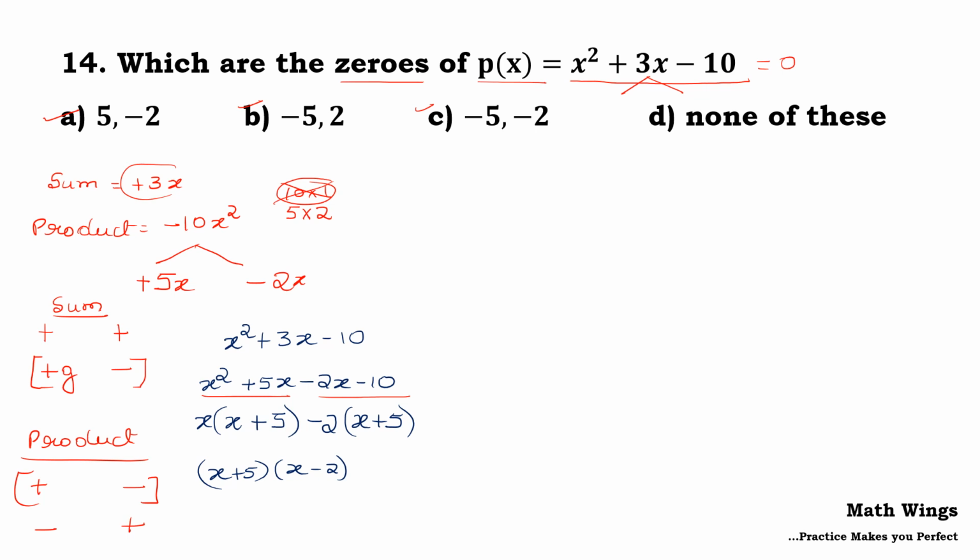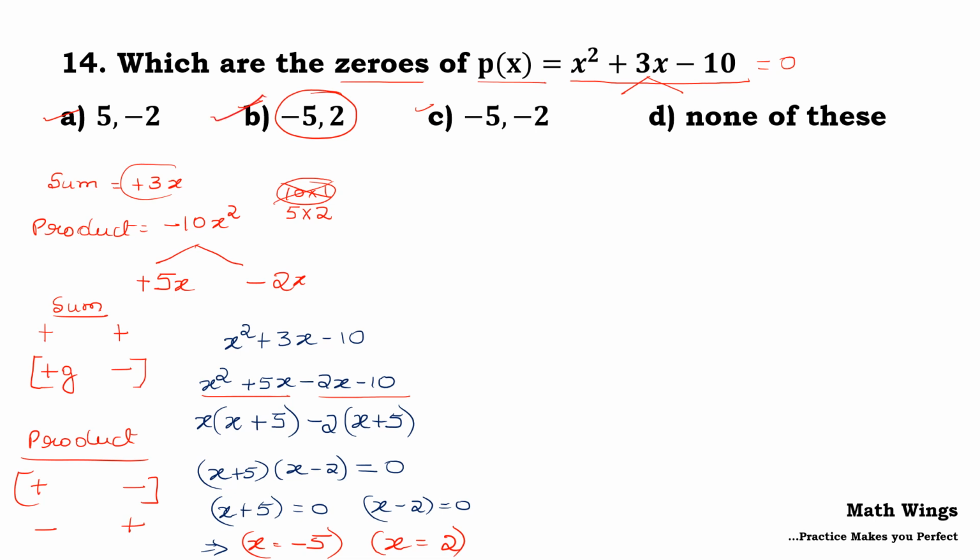And since they have asked to find the zeros of the polynomial, I can equate these factors to 0. Therefore, x plus 5 is equal to 0, and x minus 2 is equal to 0. This implies I will get the answers as x is equal to minus 5 and x is equal to 2. Therefore, zeros of the polynomial are minus 5 and 2. Which is the correct option here? Minus 5 and 2. That is option B here.